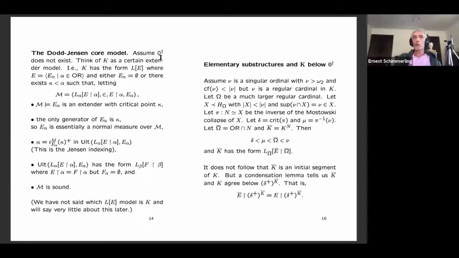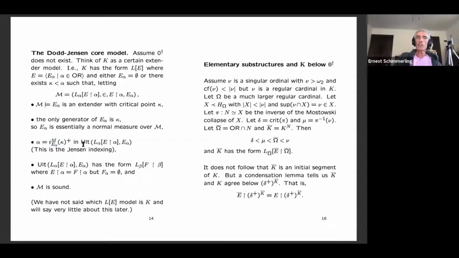Of course, when you go to bigger core models where zero dagger might exist, then you have to change that condition. Okay, and then what is the relationship between alpha, or what's the condition that tells you when you're going to add stuff? Alpha has to be equal to the image of this critical point plus, and image under what? Under the ultra power embedding.